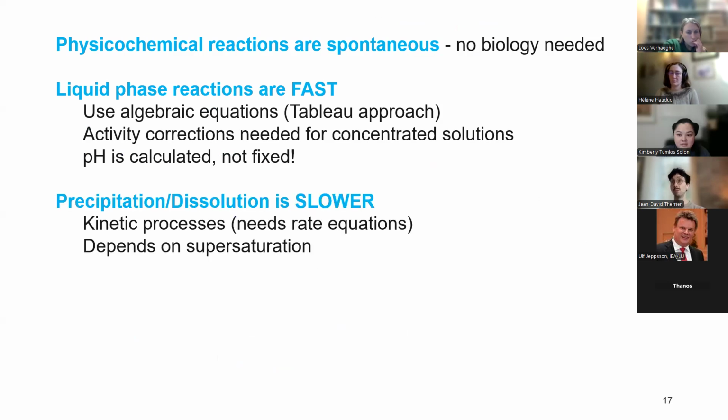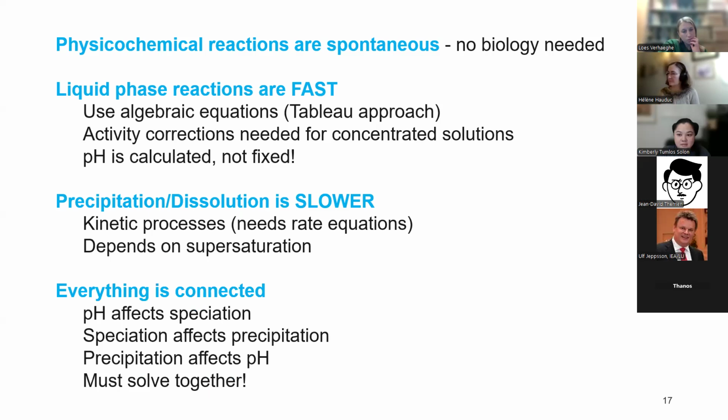On the other hand, precipitation is a slower process compared to the liquid phase reactions. The kinetic processes need rate equations, and the precipitation rate depends on the degree of supersaturation. And everything is connected. The liquid phase reactions are related to the liquid-solid phase reactions. pH affects speciation, and speciation also affects precipitation. Precipitation affects pH. Thus, all of these have to be solved together.